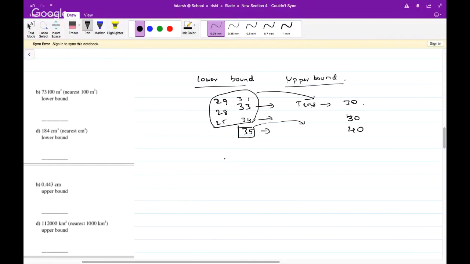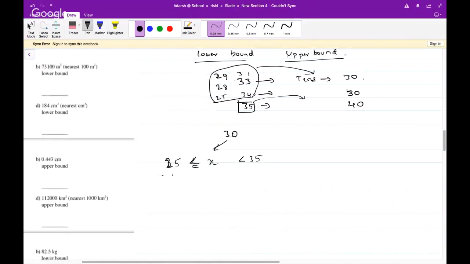So when they say a number has already been rounded to 30, the meaning is that the value of this number ranges anywhere between 25, more than 25, and less than 35. So the value of this number lies anywhere between 25 and 35. So 25 is called your lower bound and 35 is called your upper bound.